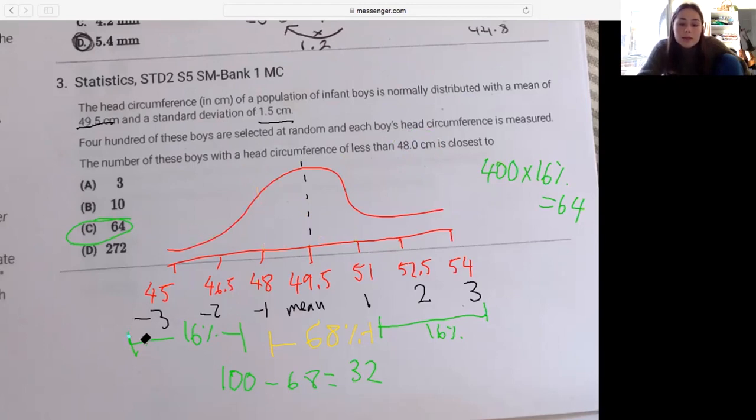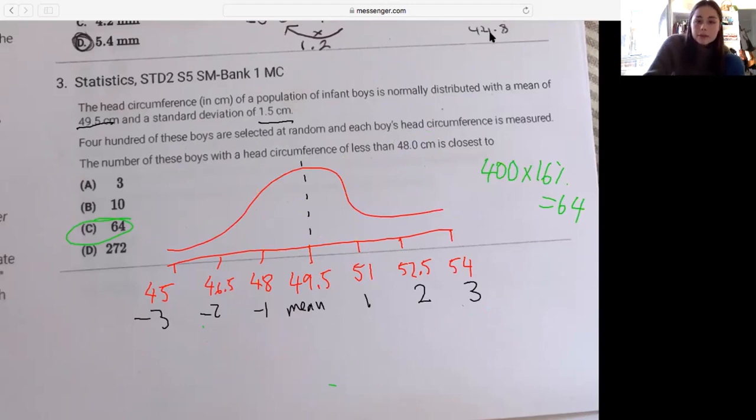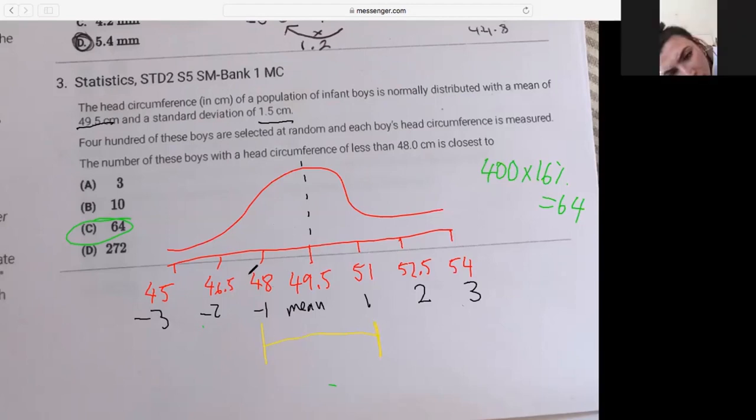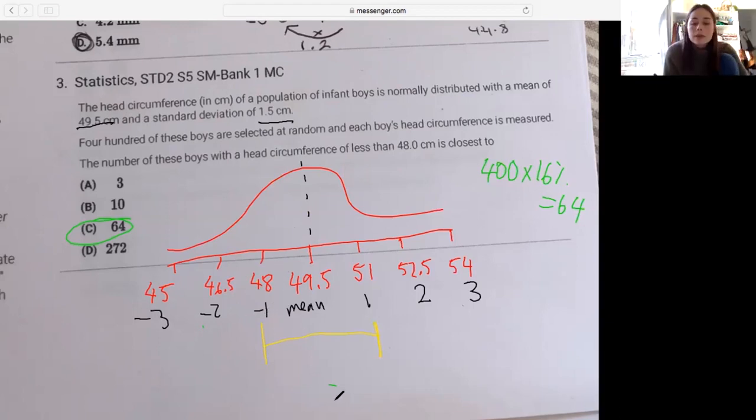And so when we have a look at the diagram we drew, we can see 48 right there. And so it's pretty easy just to know that we're looking at between -1 standard deviations and 1 standard deviation. Because 48's at -1. And so then if we have a look on the reference sheet, we can see that between -1 and 1 is 68% of data. And so then on either side must be half of whatever's left over. And so 32% is left over. So then half of 32 would be 16 on this side and 16 on this side.